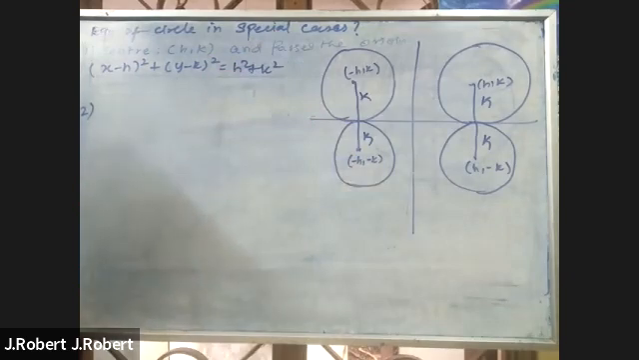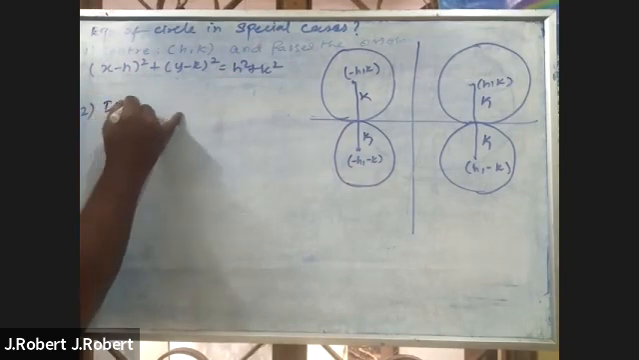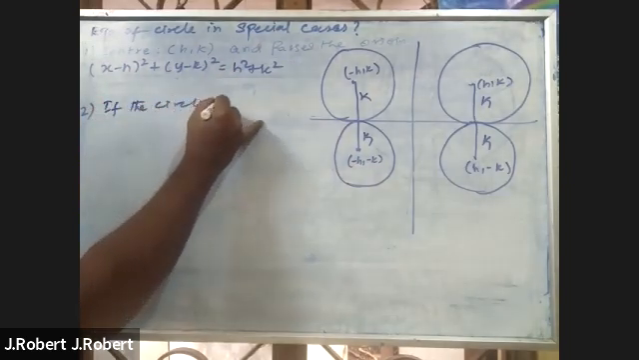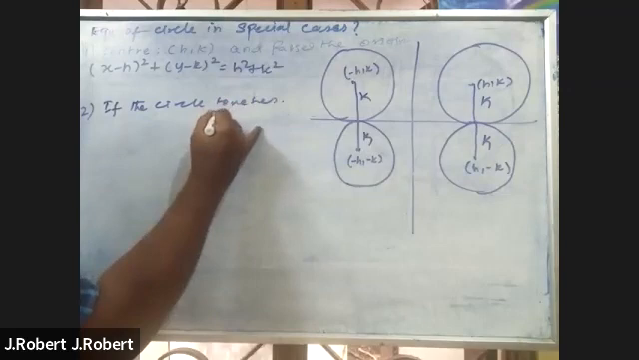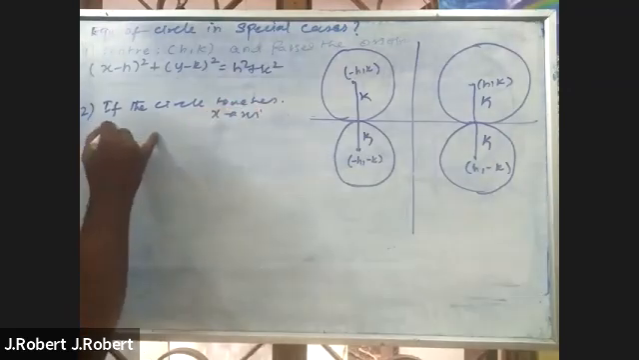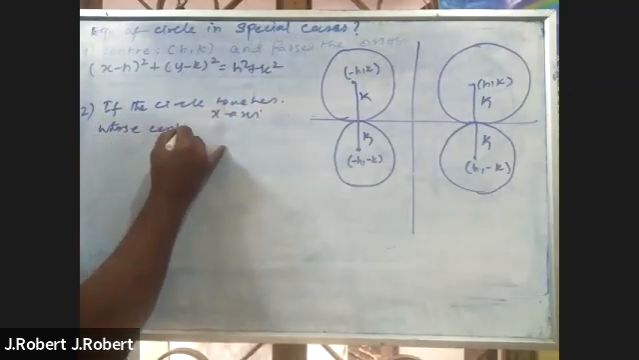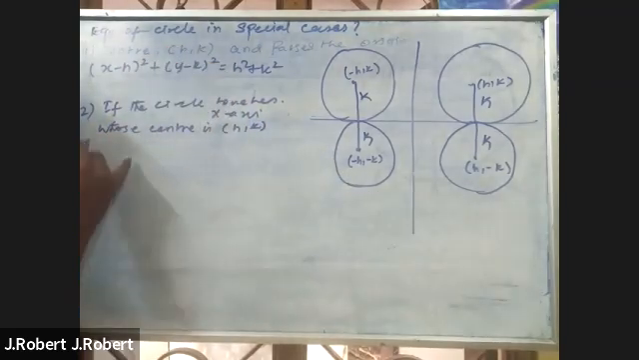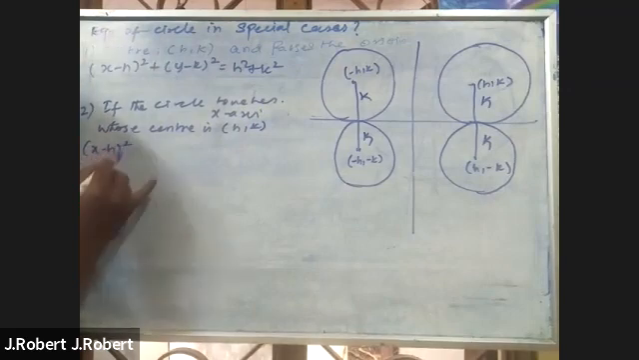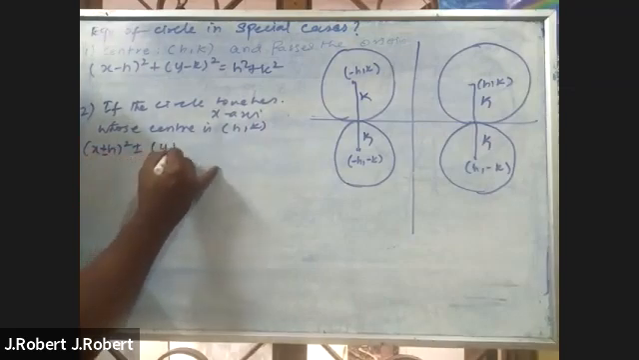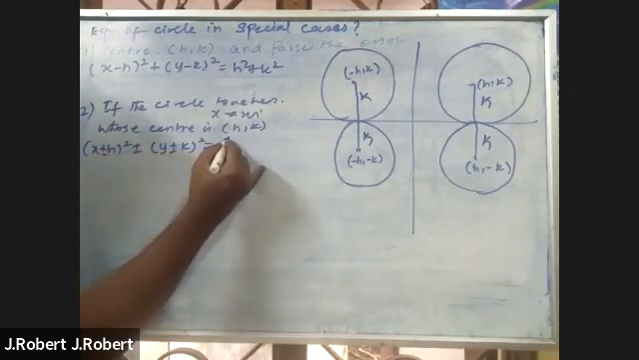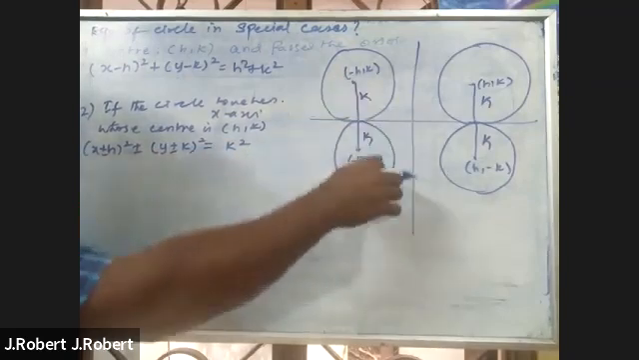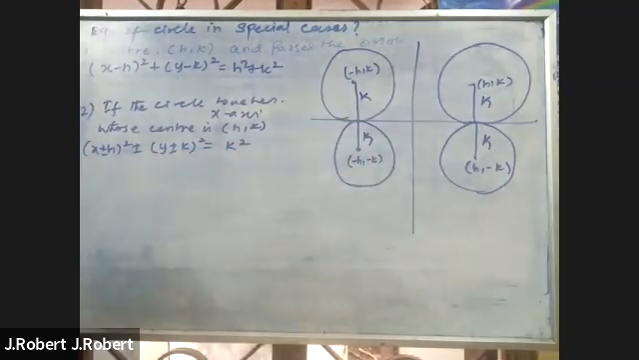Second case என்ன அப்படின்னா, if the circle touches x axis, whose center is h comma k, then we can write the equation as x minus h the whole square, y plus or minus k the whole square equals k square. R is called k. Please take down.